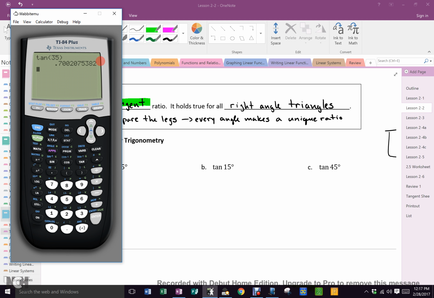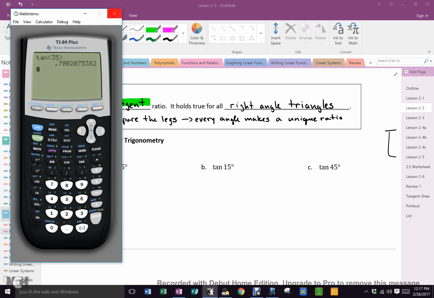I only care about the 0.700. Bring it here. This is the worst day for this because everybody's got different calculators. It's a real pain. Degree, enter. Then clear. Tan, 35, close brackets. Done.